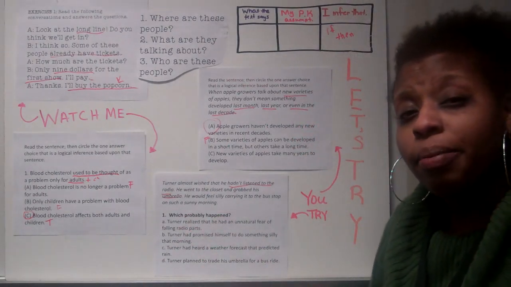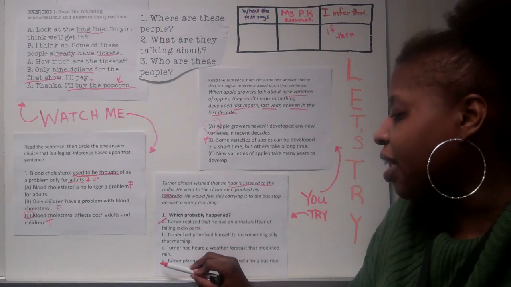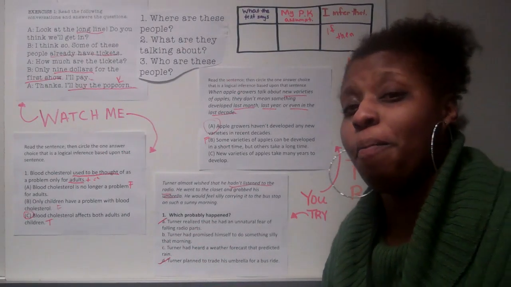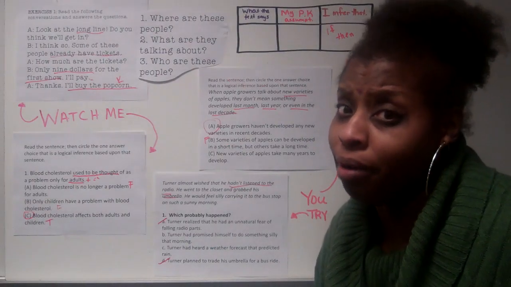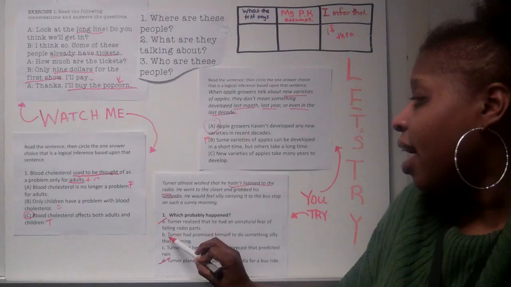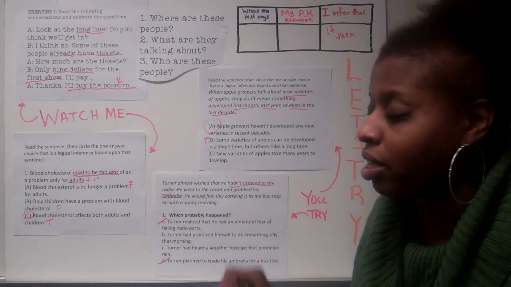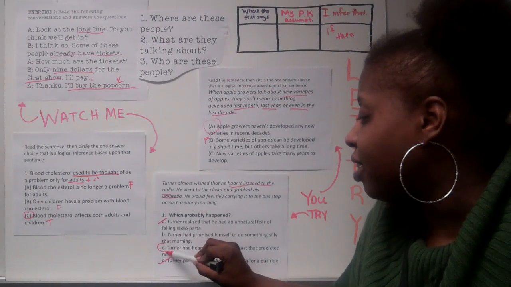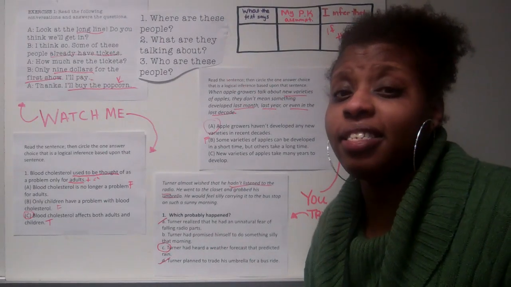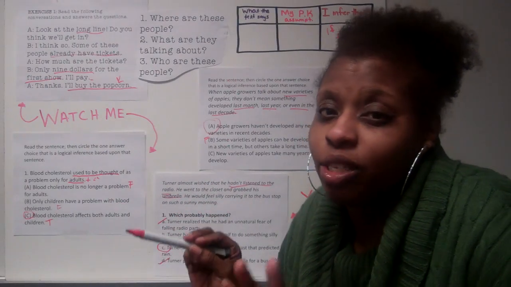So, which probably happened? It's probably not going to be A. I'm thinking he's not going to trade his umbrella for a bus ride, because what bus driver is going to take an umbrella as money. So we're left with B and C. He would feel silly, but the text doesn't tell us that he promised himself to do something silly. So we're left with C. And if you said C, you're well on your way to doing great inferences.